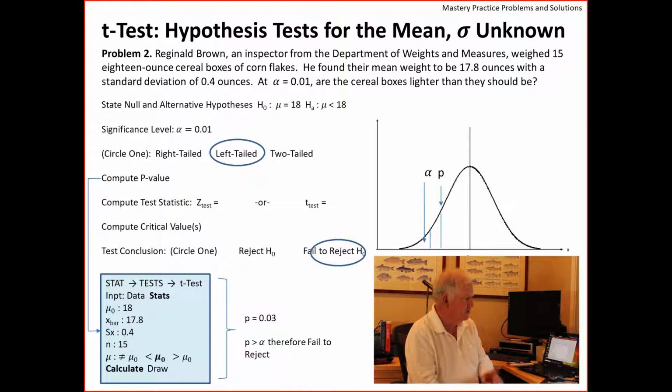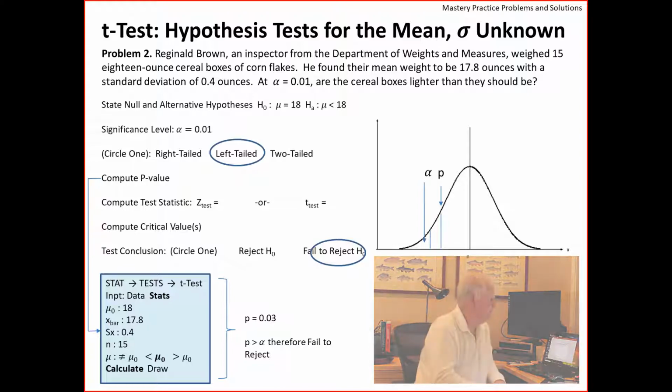We have decided that we will call any result unusual if its probability of occurrence is alpha or less. But this result's probability of occurrence is greater than alpha, so it's not an unusual result. You fail to reject H0. It's just like that. All right, let's call that good.